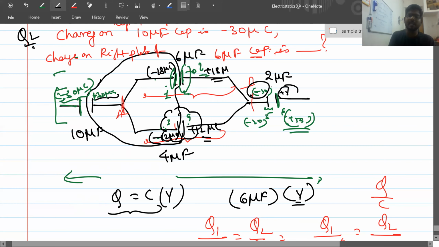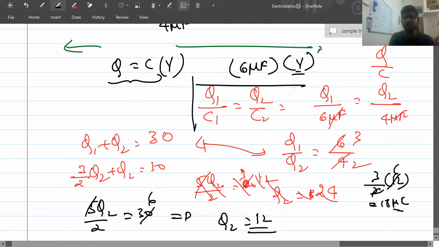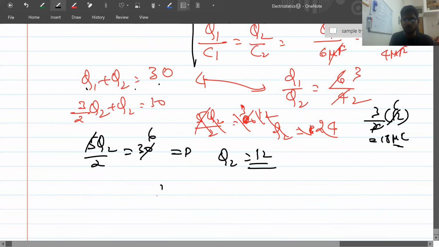Like this, any plate, if the question is asked, we will be able to answer. But for this question, I followed this process: Q1 by C1 is equal to Q2 by C2, and Q1 plus Q2 is equal to 30 microcoulombs. From here, actually one formula can also be applied, that Q1 is equal to C1 by C1 plus C2 into total charge Q.